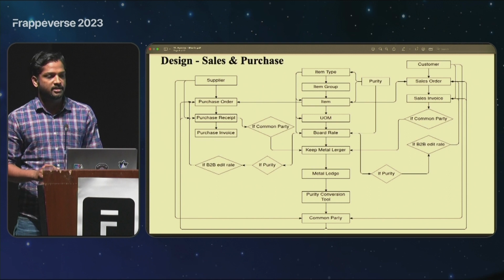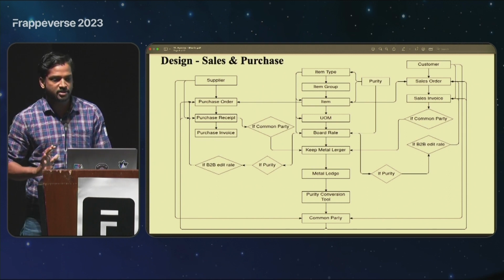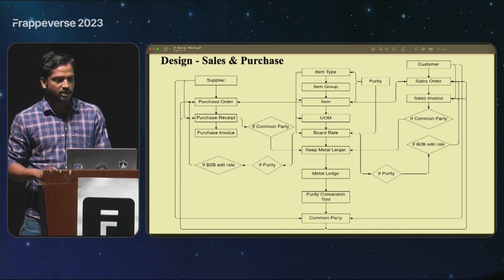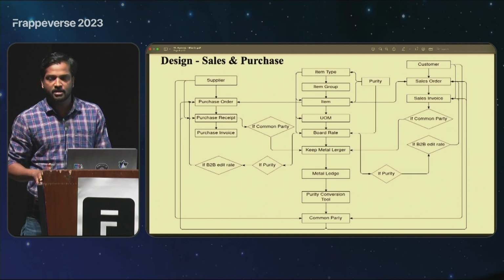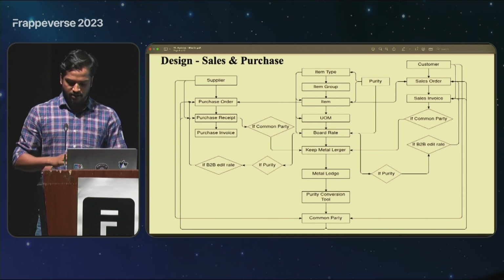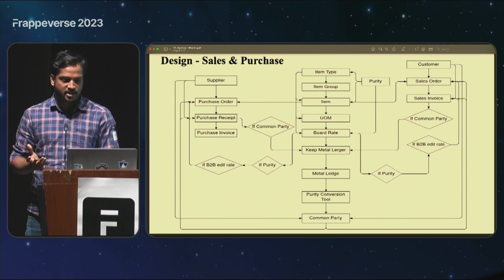This is a basic sales and purchase design, which looks similar to the standard ERPNext one. There are some changes in it, and we can go deeper. The major point is that if the customer is a B2B customer, then we can edit the price and make some adjustments.